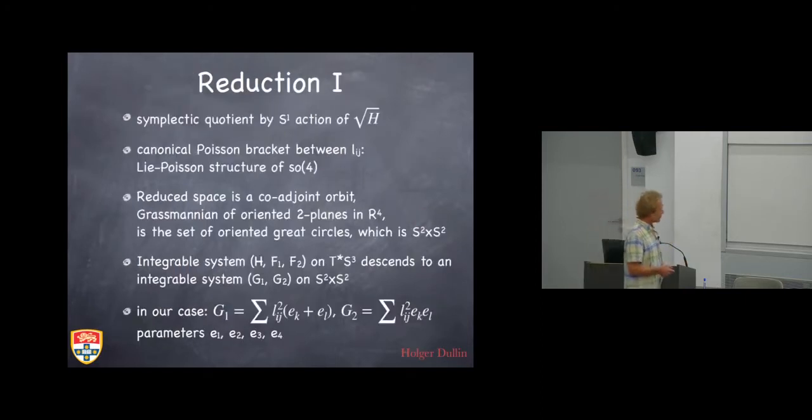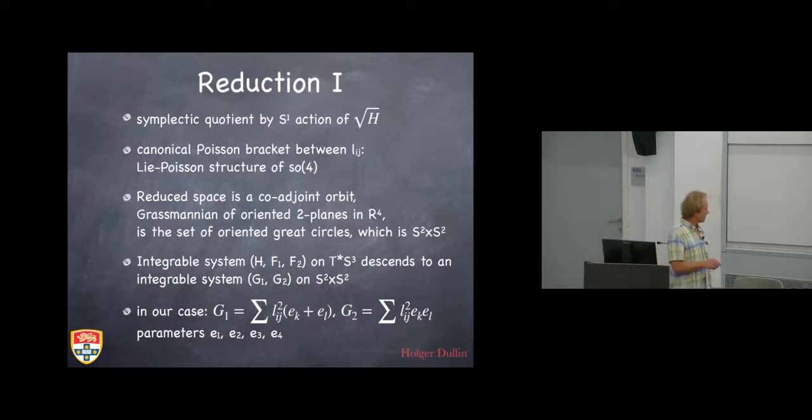So let me do the reduction in the first way, which is basically just observing that these L_ij's have a Poisson bracket, and that's just the Lie-Poisson structure of SO4. And so I can now say my reduced spaces are the coadjoint orbits of SO4, and those are exactly the Grassmannians of oriented 2-planes in R4. And that happens to be S2 cross S2.